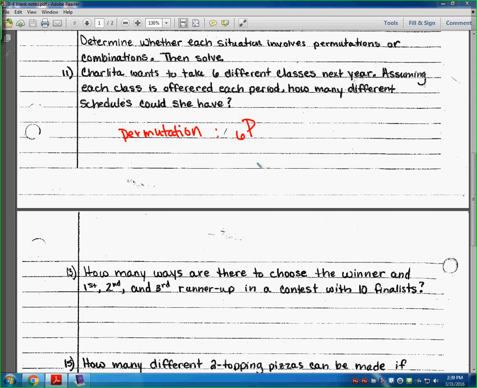And how many classes is she going to take? 6. So it's 6, choose 6. That's how we read it. She has 6 classes and she's going to take 6. Now, if they said she has 6 classes to choose from and she's going to only do half days or something, you'd put a 3 here.